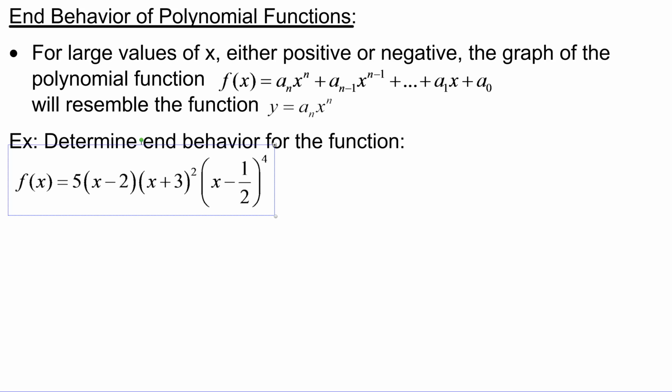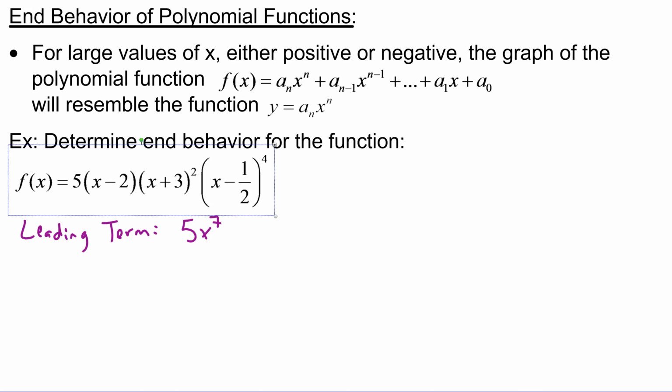Okay, and last but not least, we're going to look at the end behavior. What's going to happen to the tail ends of my graph when I have very large negative x inputs or very large positive x inputs? You know, what direction is my graph going? So here we need to look at the leading term. The leading term is going to dictate our behavior. So we actually found that in the previous example. We found that the leading term would be 5x to the 7th on this.